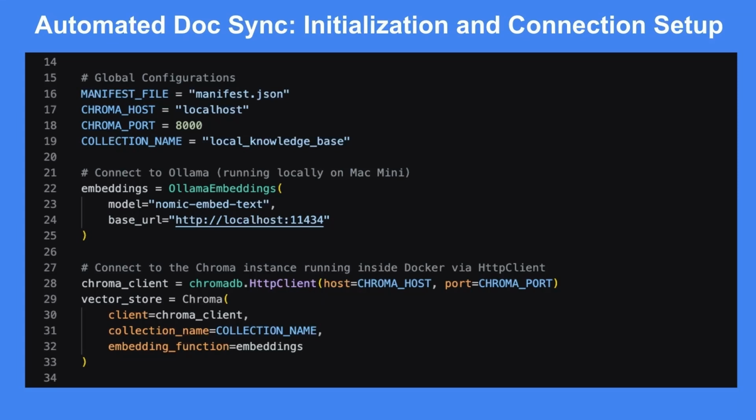Target configurations. Sets up global connections pointing to your local services, Chroma DB running inside Docker on port 8000 and Ollama running locally on port 11434. Client handshakes. Connects to the Nomic embed text model via Ollama to generate vector embeddings and instantiates an HTTP client connection to the central Chroma collection, local_knowledge_base.